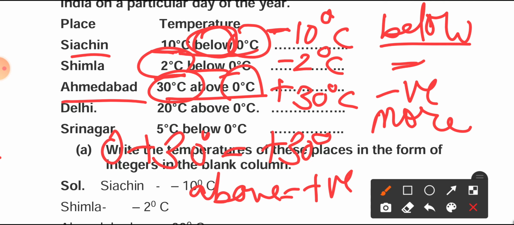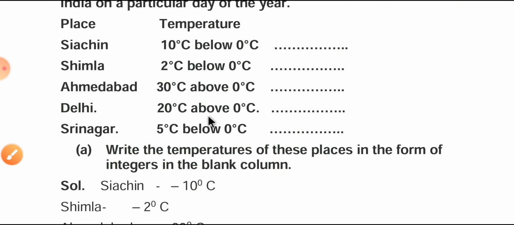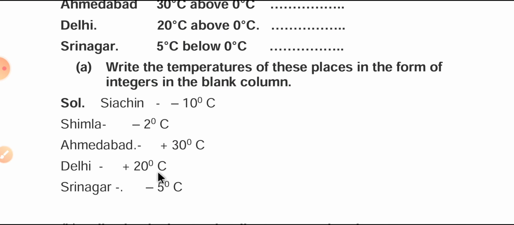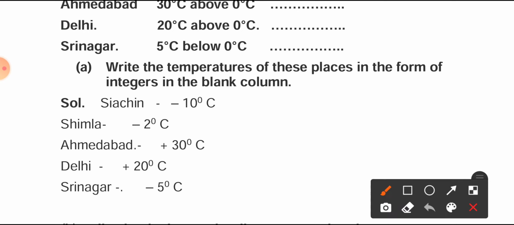Same here Delhi. Delhi is 20 degrees Celsius above. Again above is given, so it means plus 20 degrees Celsius. Then Srinagar 5 degrees Celsius below 0 degrees Celsius. So in Srinagar you can see that the temperature is less than 0 degrees Celsius. How much? 5 degrees. So it will be -5 degrees Celsius. You have to represent above by positive sign and below by negative sign.